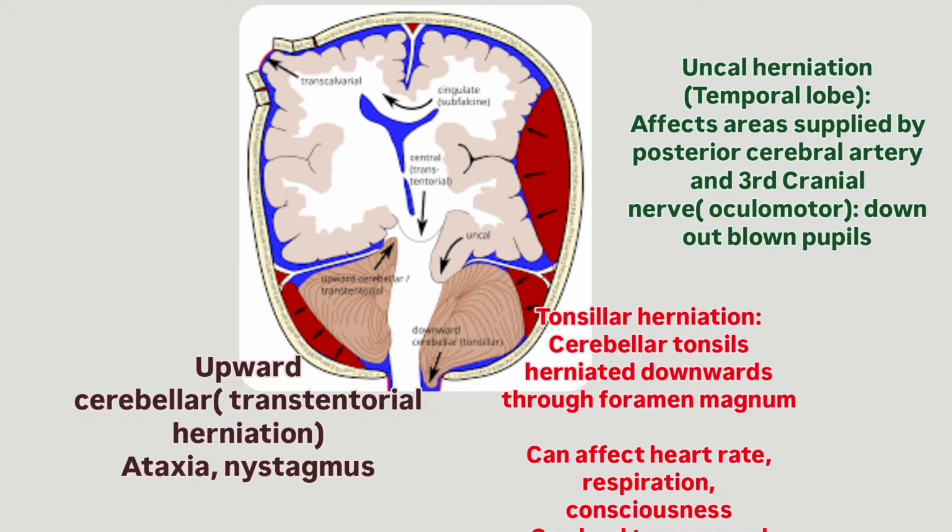Then tonsillar herniation, it is the herniation of the cerebellar tonsils downwards through the foramen magnum. Since it affects the brainstem area, it can affect heart rate, respiration and consciousness. It can also lead to coma and death. Then upward cerebellar or transtentorial herniation, which is the herniation of the cerebellum above the tentorium cerebelli. It can lead to ataxia and nystagmus.